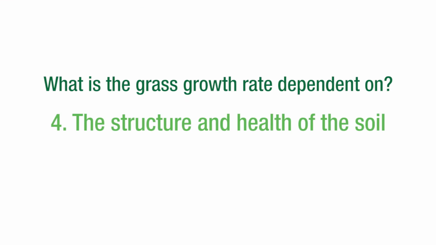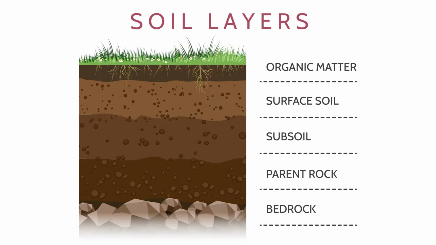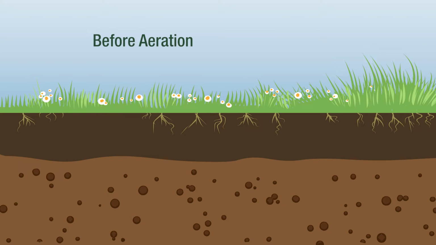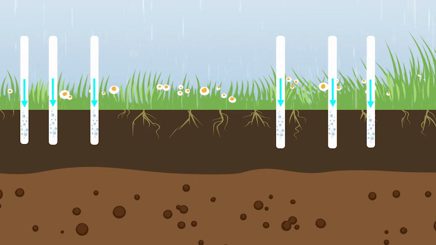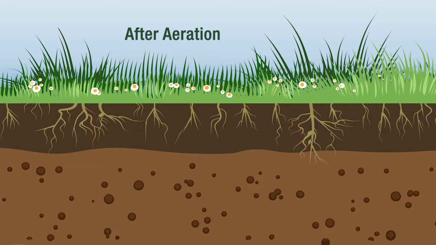Number 4, the structure and health of the soil. Good soil structure promotes good soil health. A soil with a good structure is one that is adequately aerated. This promotes the infiltration of rainfall and in turn any microfine ameliorants that are included. The result of adequate aeration is that surface runoff is reduced as the water can soak into the soil rather than running off it or across it.